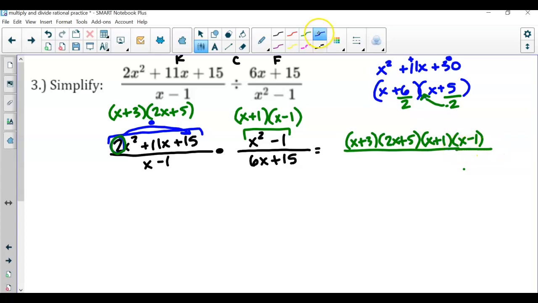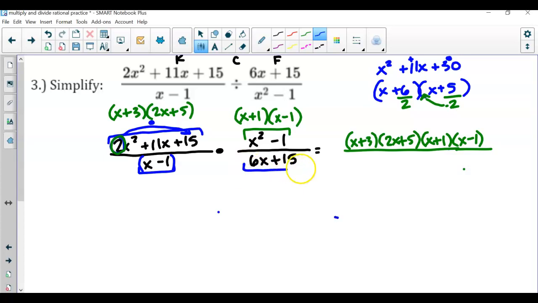Now going into the denominator. Notice the difference, right? That's not x squared minus 1. That's just x minus 1. That is not a difference of two perfect squares because that's x squared here. So this stays. Nothing I can do about that. I cannot factor x minus 1.